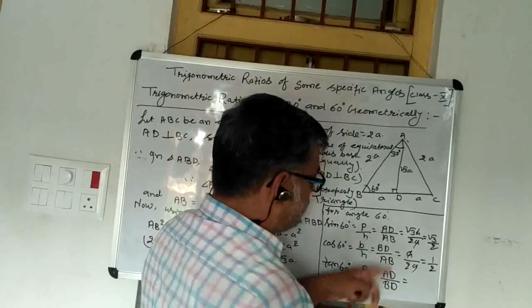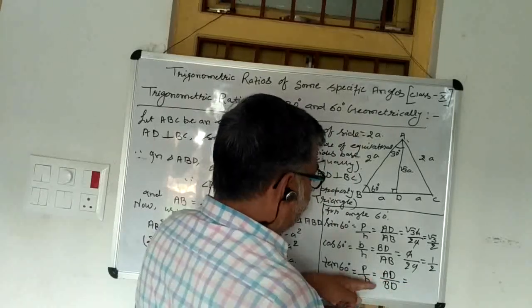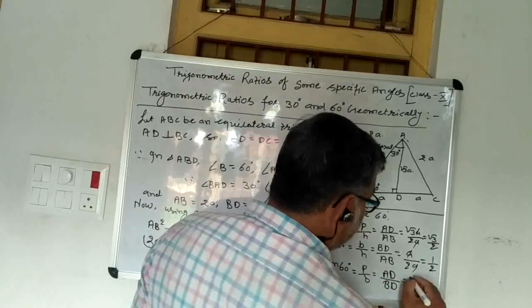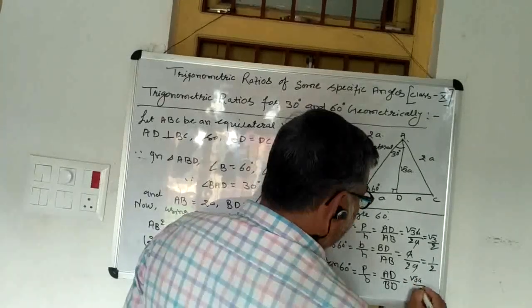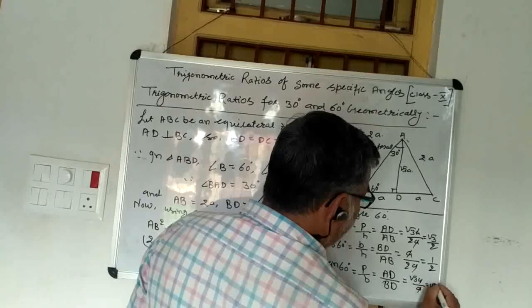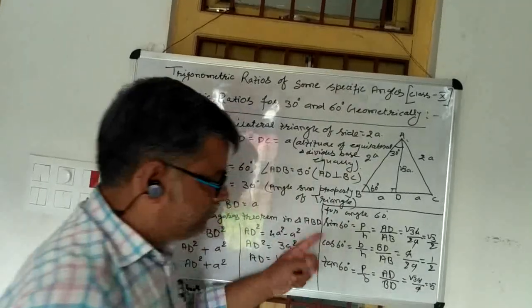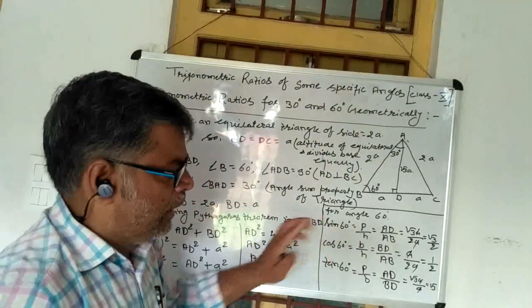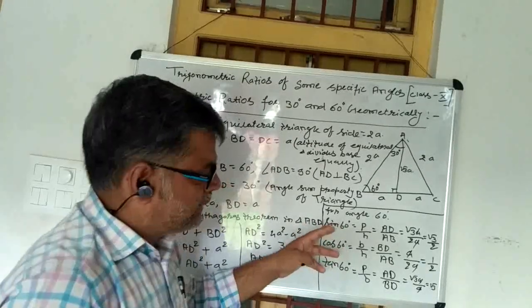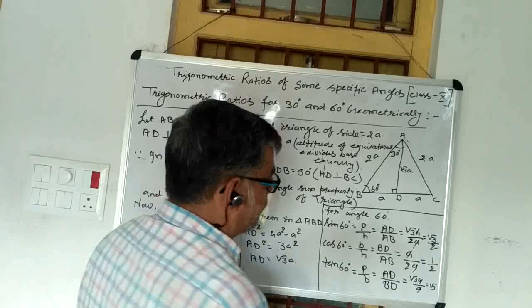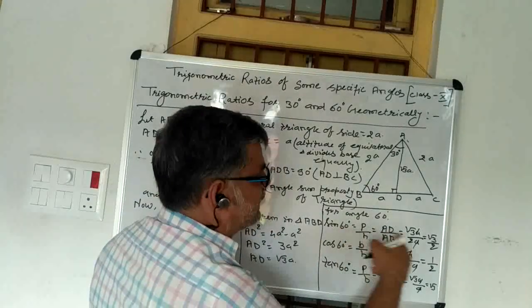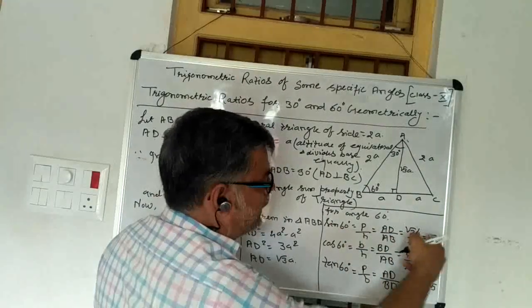So we can have AD equals root 3A by BD is A, so we have root 3. And similarly, since cosec is the reciprocal of sine, cosec will be 2 by root 3. Similarly, cosec 60 degree will be 2 by root 3.